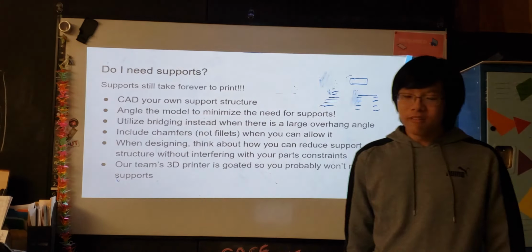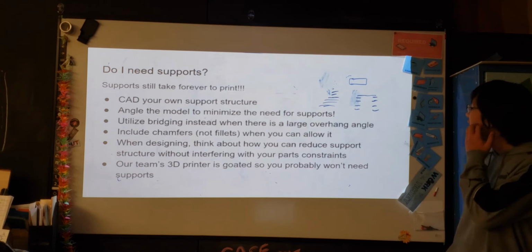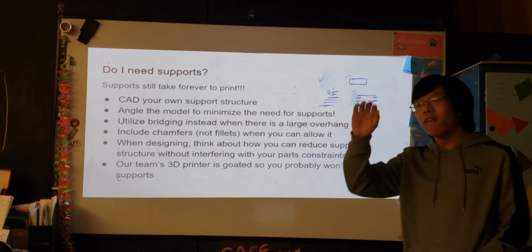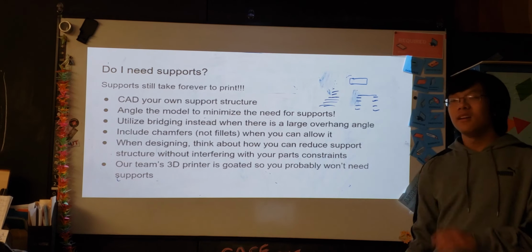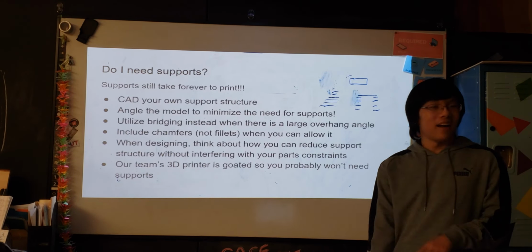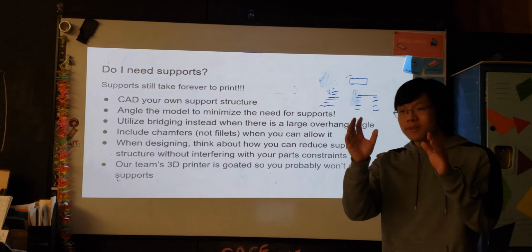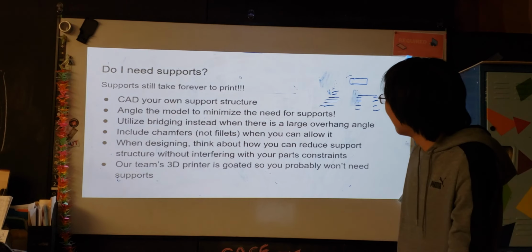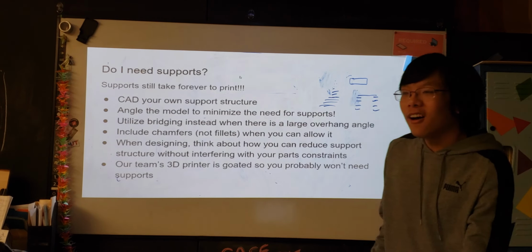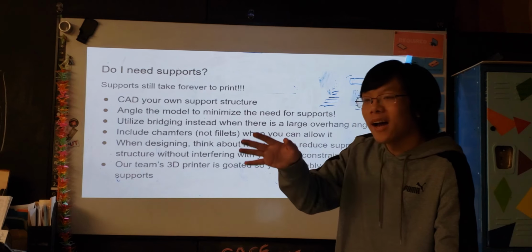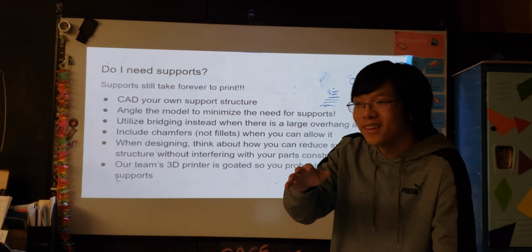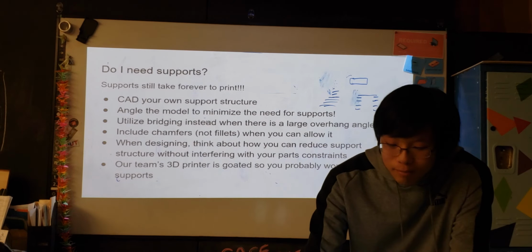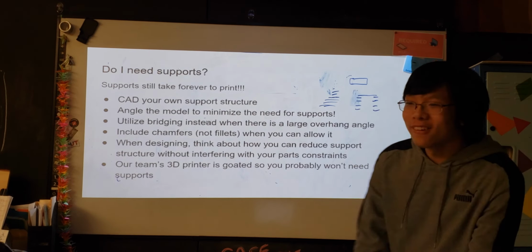Okay. When you design, think about how you can reduce the need for support. Like, say you have an overhang, maybe you can design it so that it's printed upside down, so you don't need an overhang. That's more of an afterthought though, because the design matters, not the way you print it, right? The design comes first. And then our team's 3D printer is goated. You probably won't need supports.